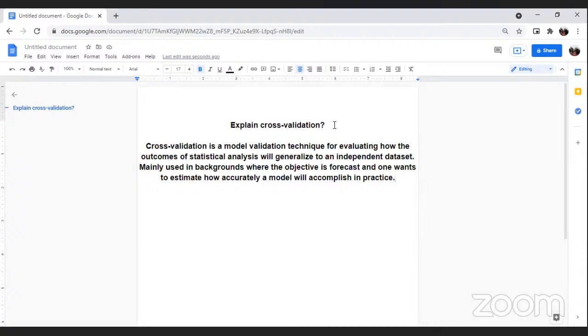So yeah, cross validation is a model validation technique for evaluating how the outcome of the statistical analysis will generalize to an independent data set. It is mainly used in settings where the objective is to forecast, and one wants to estimate how accurately a model will perform in practice, right? I'll pause for a while before I go to the next topic.